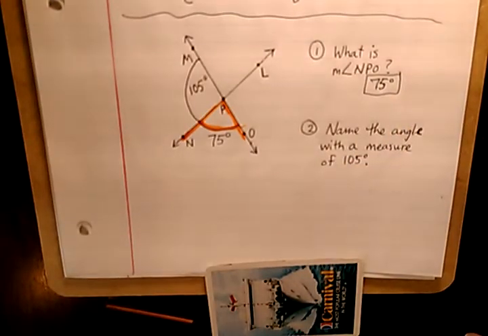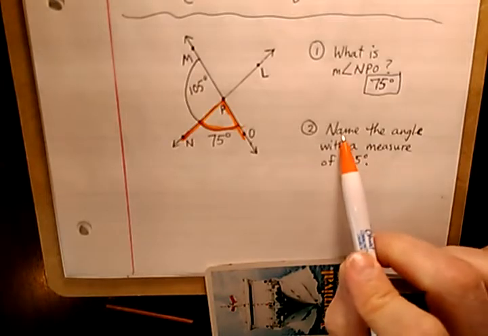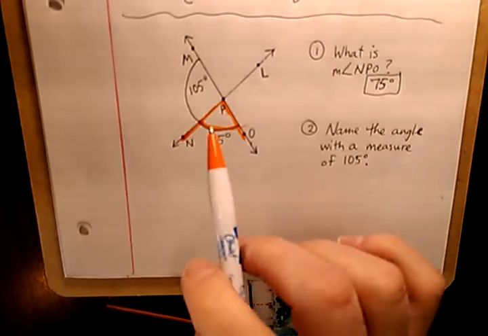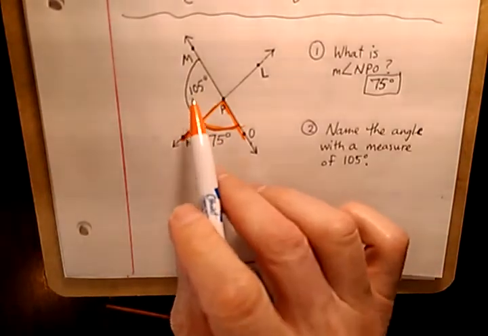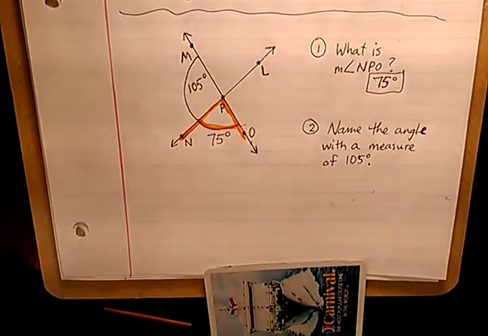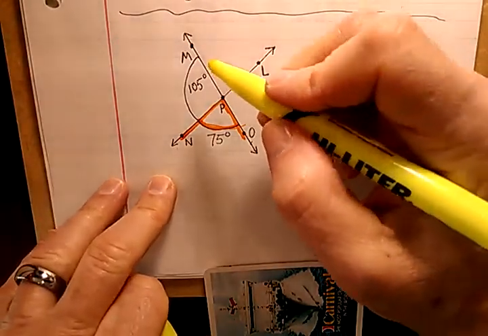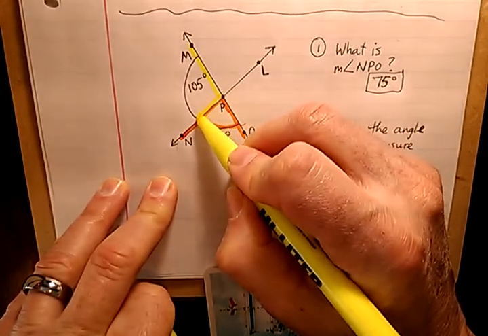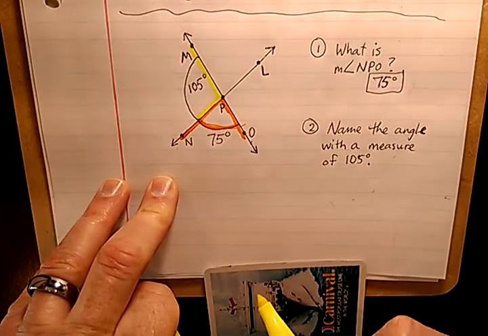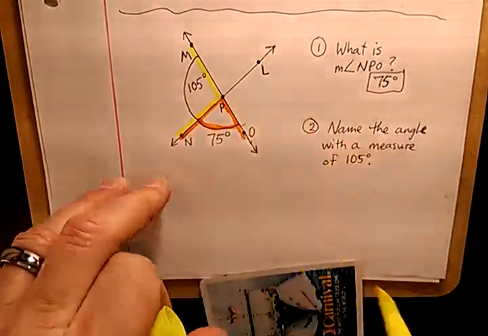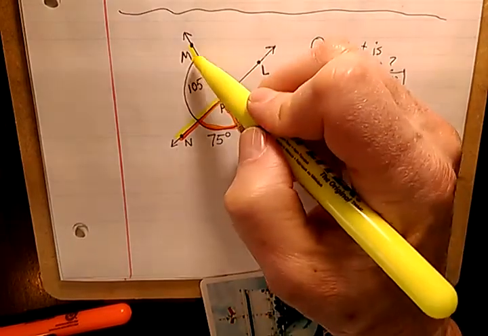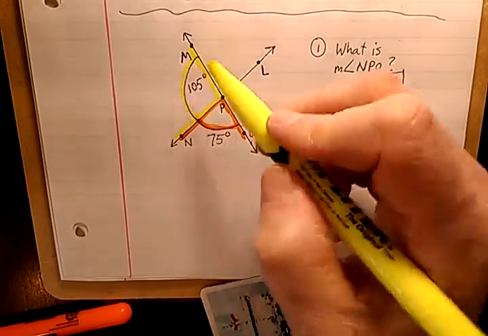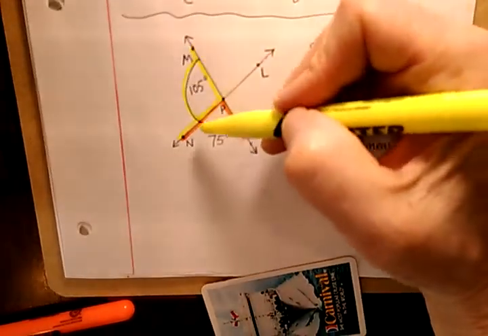The second question says, name the angle with a measure of 105 degrees. So we can see this is 105 degrees, but we have to give it a name. What's the name of that angle? So it's also helpful to highlight it with another color. So I'm going to highlight the MP, and like that. Yeah, that's right. Because we're looking at this 105-degree angle right here. So that rotation, 105 degrees, has the letters MPN.